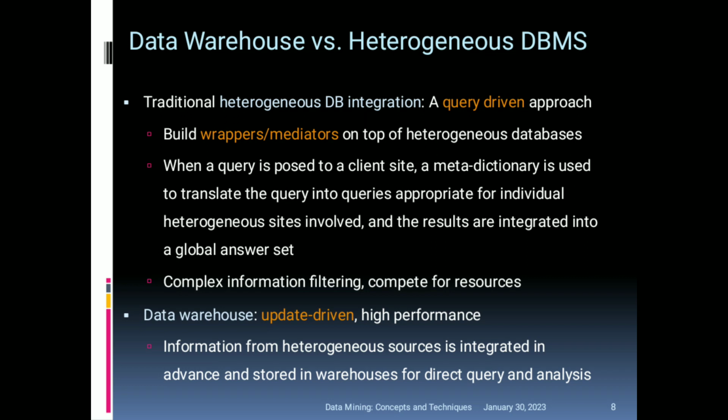We'll see the differences between a data warehouse and heterogeneous DBMS. Traditional heterogeneous database integration is a query driven approach. Build wrappers on top of the heterogeneous databases. When a query is posted to a client site, a meta dictionary is used to translate the query into queries appropriate for the individual heterogeneous sites involved, and the results are integrated into a global answer set. Complex information filtering and competition for resources are also there.